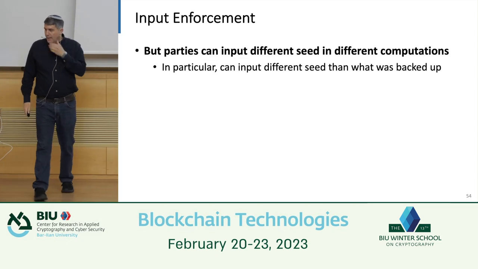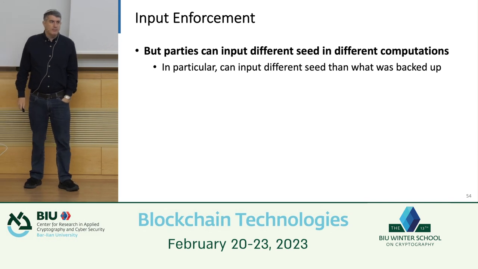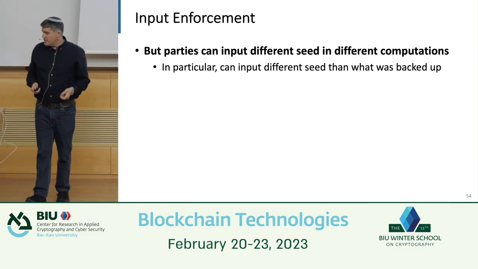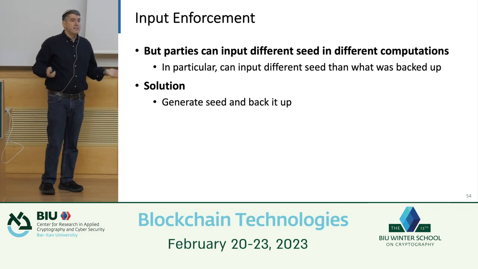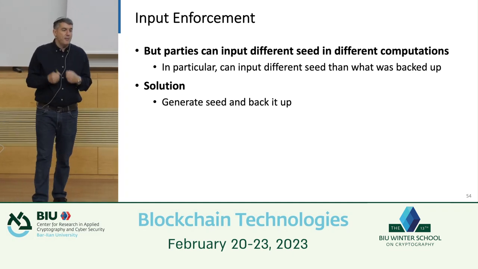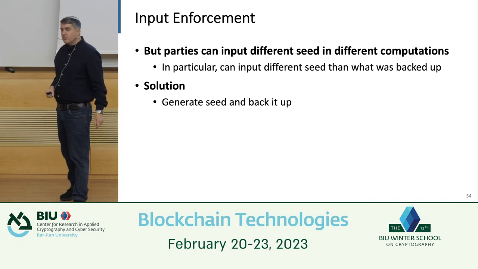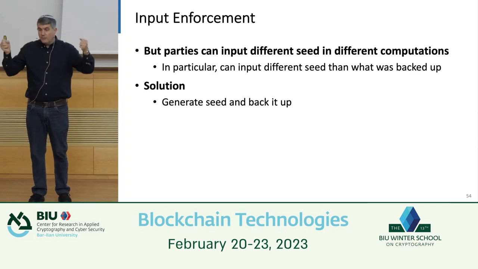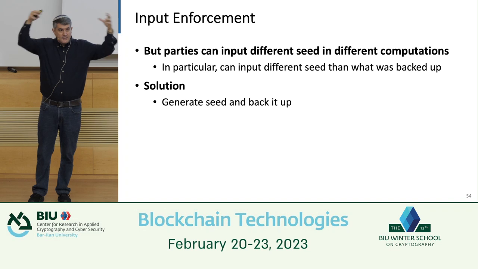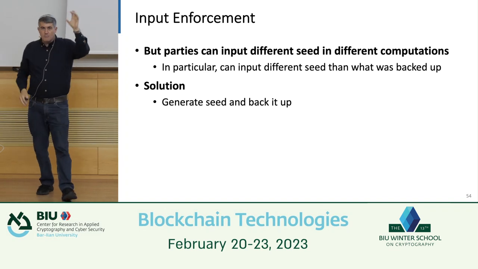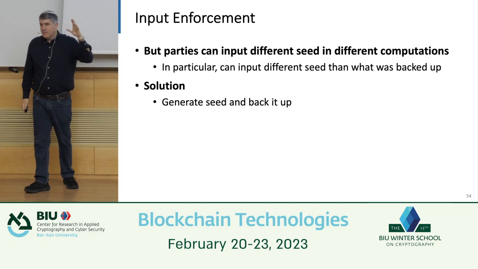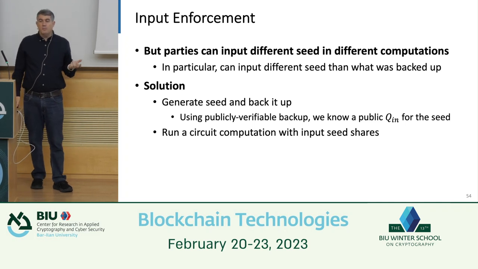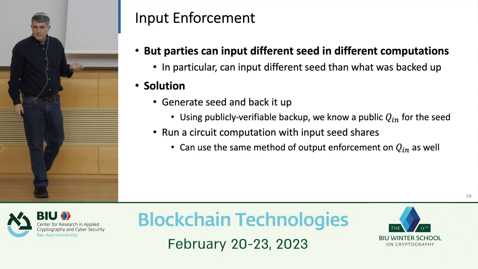Okay, all right, what about input enforcement? Again, we started with this seed, we're deriving from the seed. How do we enforce the parties to always use the same thing? First, we generate this seed and we back it up. What does that mean, we generate backup? I choose M1, the service provider chooses M2. We use publicly verifiable backup. When we're using publicly verified backup, it means that we have some Q1 and Q2 as well, which relates to that seed, or maybe not seed, I should say, it's the root master key of the BIP tree. So it's actually the root master key and not the seed. And so we can run a secure computation with the input seed shares, and we can use this exact same method.